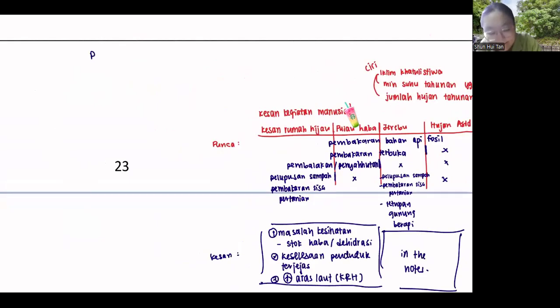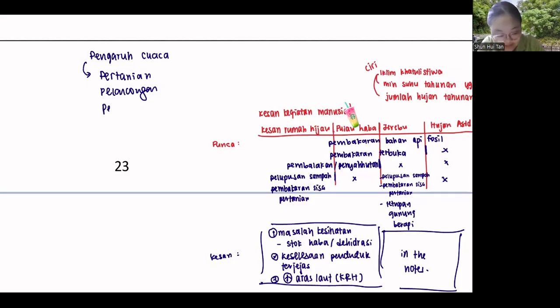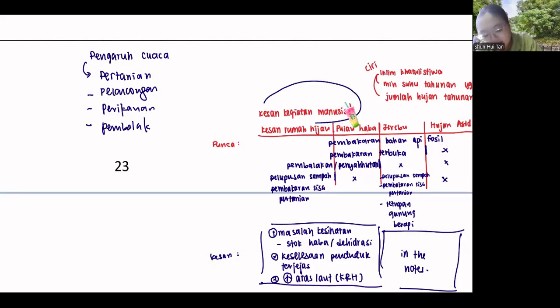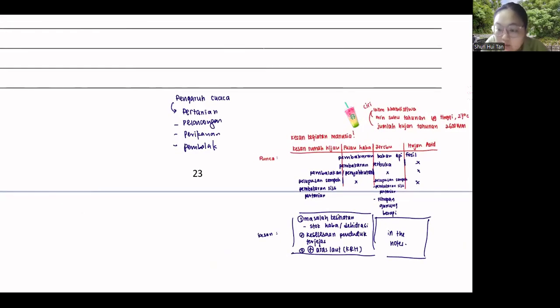Read the question properly. Pengaruh cuaca. How the cuaca affects the activity. Pengaruh cuaca terhadap activity, normally they will affect pertanian, pelancongan, perikanan, and also pembalakan. So you need to be very clear whether they are asking this or this. Quite a lot of people get confused. So let's go up and see which one, yeah?